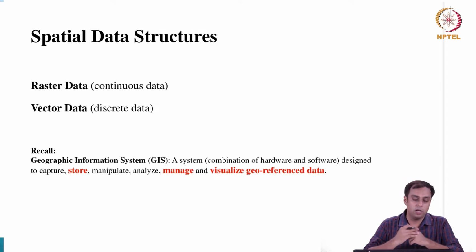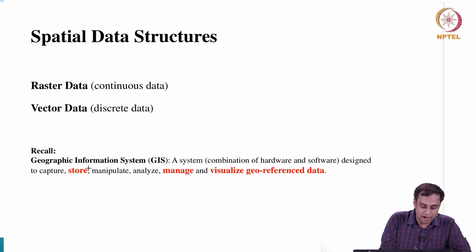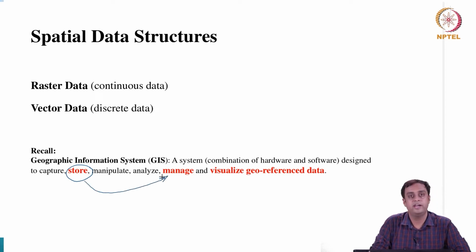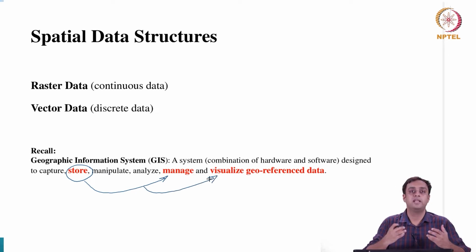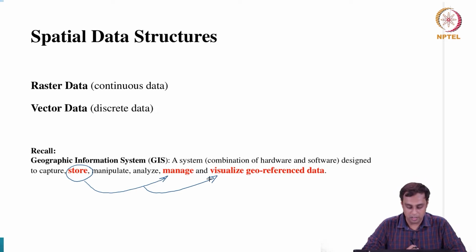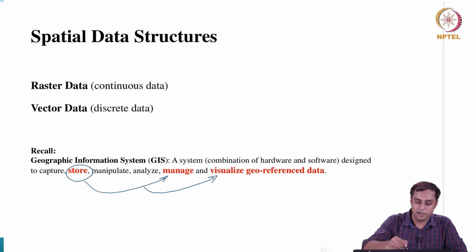I want you to recall the definition that we gave at the time when we talked about the geographic information system, and we said that this is a system which is designed to capture, store, manipulate, analyze, manage and visualize georeferenced data. So, data structures start right at the place where we have to store data, and they have a fundamentally important role to play in how the data are managed, and then how we can present or visualize this data in our own work. So, let us get started.